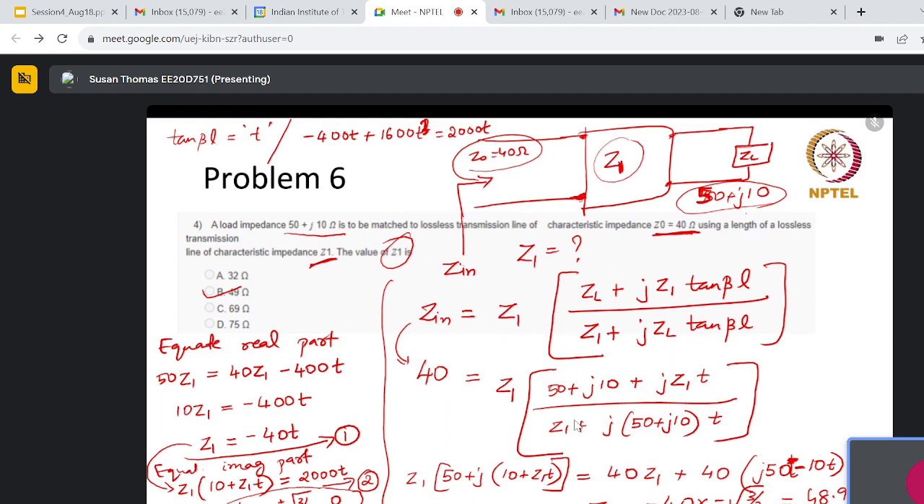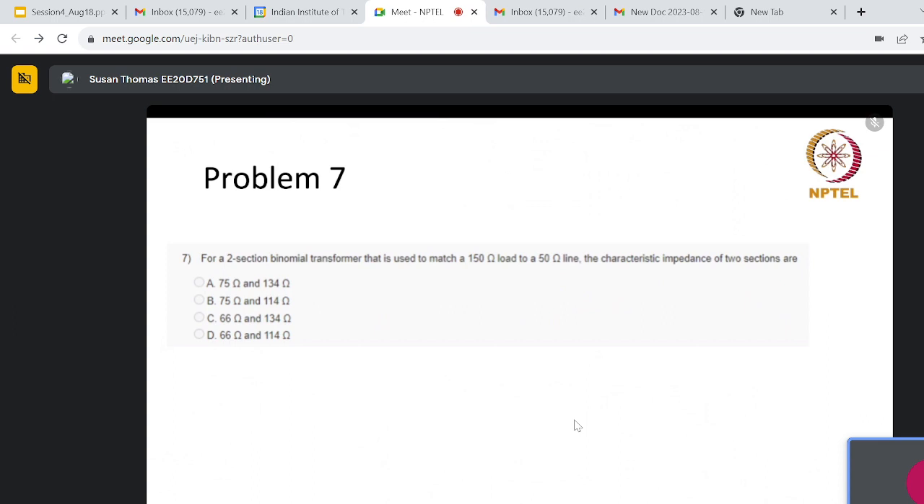So I think we can go ahead. Okay, let's go to problem 7. This question is from the binomial transformer, which is a 2-section transformer. If you remember, the last video lecture was on multi-section matching networks, wherein one of them is called the binomial transformer, which here has 2 sections. So n is equal to 2.